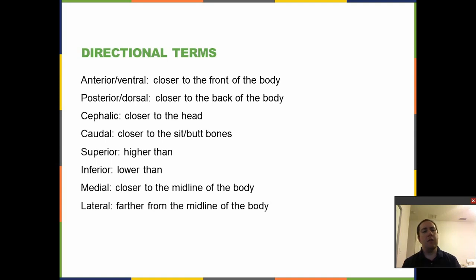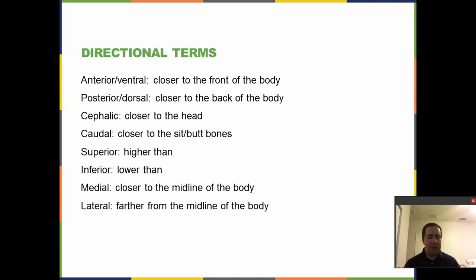So the first pair we're going to talk about is anterior and posterior. Anterior and posterior are a pair. Anterior is towards the front of the body, posterior is to the back. To make it more complicated, though, some people use different terms. Ventral is exactly the same as anterior. Ventral means towards the front. Dorsal means towards the back.